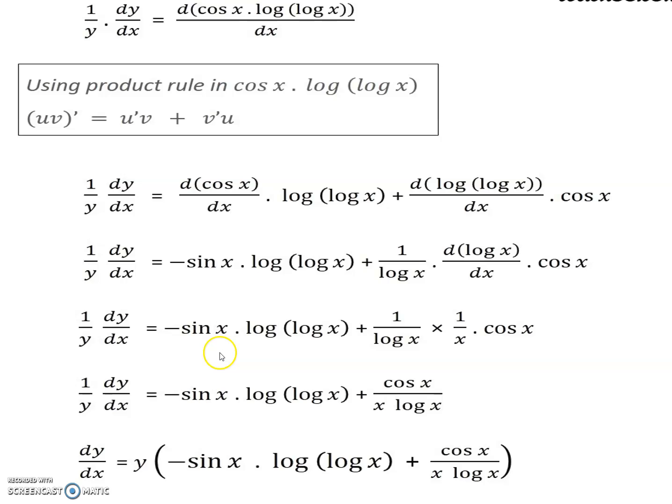Now minus sin x remains as it is, log of log x, plus 1 upon log x into 1 upon x. Where is it from? Yes, the derivative of log x is 1 upon x, and cos x remains the same. 1 upon y dy by dx is equal to minus sin x log of log x plus cos x upon x log x. Now we shift 1 upon y to this side. We get dy by dx is equal to y times the bracket of minus sin x into log of log x plus cos x upon x log x.